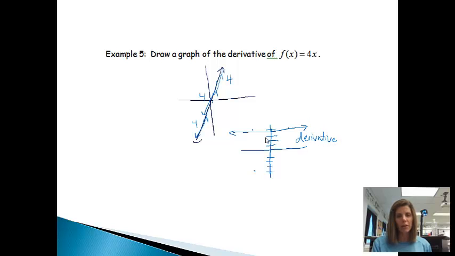So all this is I'm trying to get you to understand is what a derivative is. It's just the slope, a numerical value for the slope of the tangent line at each spot. And this just represents the slopes at all of the spots on that function.